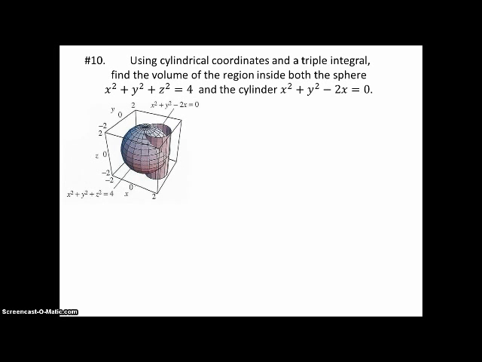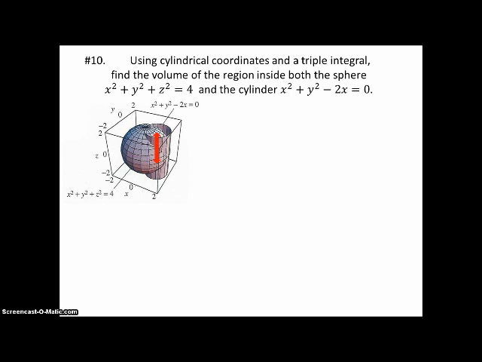Number 10. Using cylindrical coordinates and a triple integral, of course, find the volume of the region inside both the sphere x squared plus y squared plus z squared equals 4 and the cylinder x squared plus y squared minus 2x equals 0. So here's a picture from your text. Evidently they thought it would be too hard for me to draw, and I thought so too.